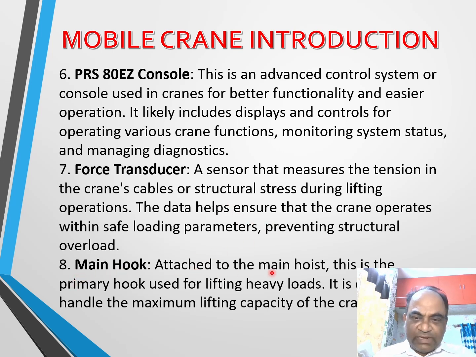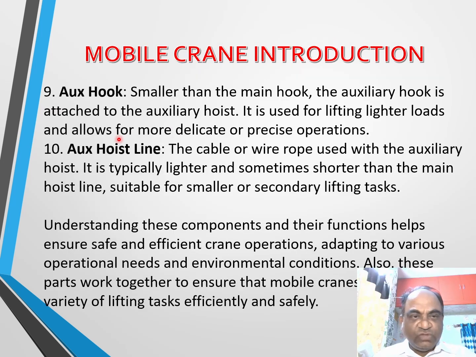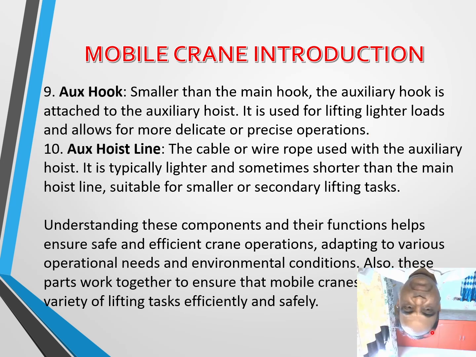The main hook attached to the main hoist, and this is the primary hook used for lifting heavy loads. It is designed to handle the maximum lifting capacity of the crane. Auxiliary hook is smaller than the main hook, and the auxiliary hook is attached to the auxiliary hoist, and it is used for lifting lighter loads and allows more delicate and precise operation.